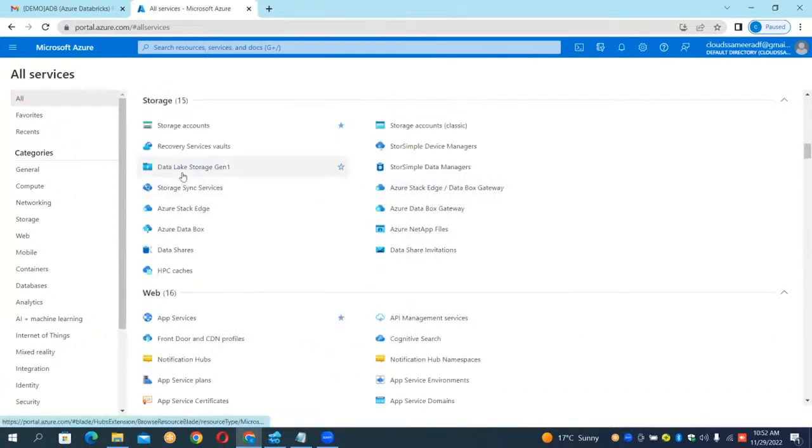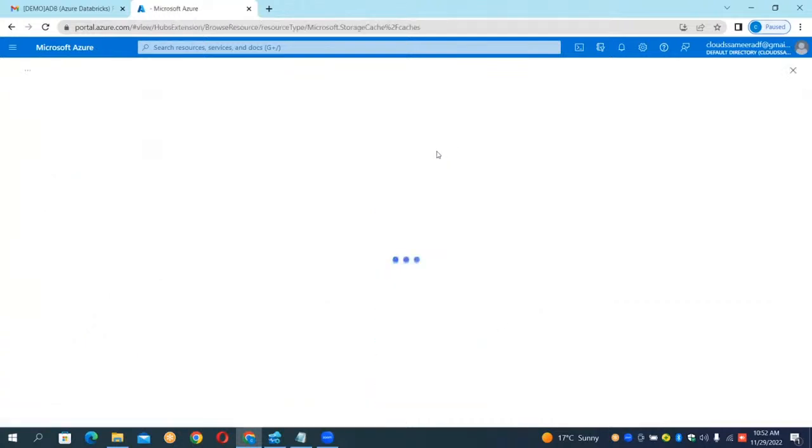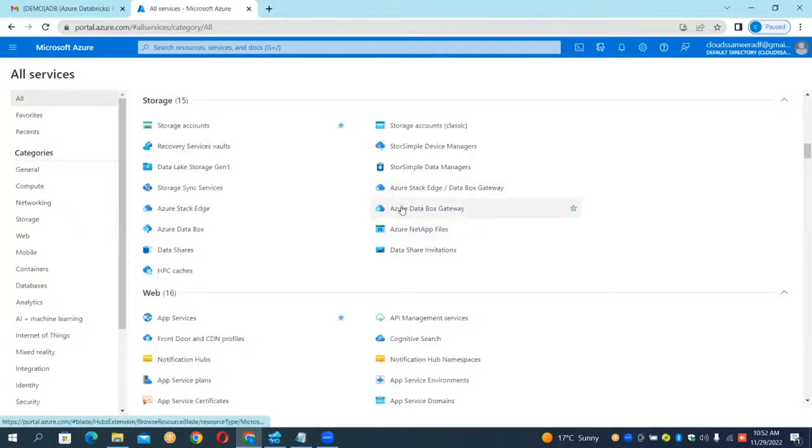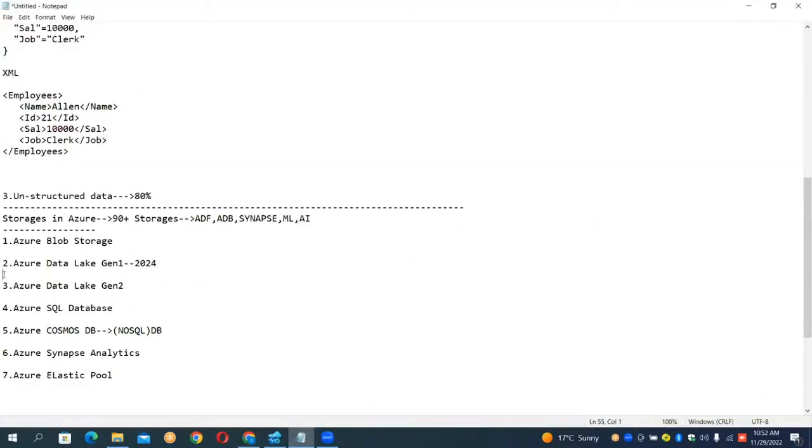Yes, guys, these are the storages. Storage account, Azure Data Lake Gen 1, Azure Stack Edge, Azure Data Box, data shares, HPC caches, various services we have. Then you have Azure Data Box Gateway, Azure NetApp Files. These are the various storages. So first of all, you have to create the storages. That's it. Is everyone following or not?